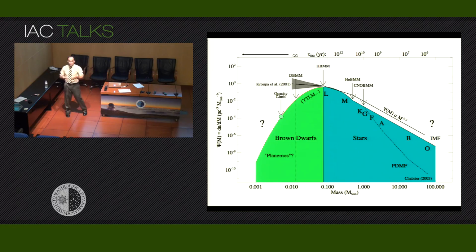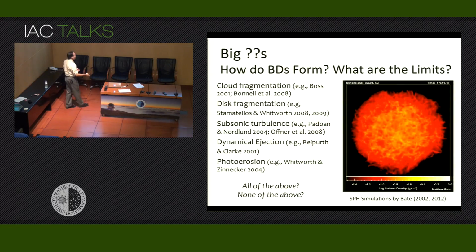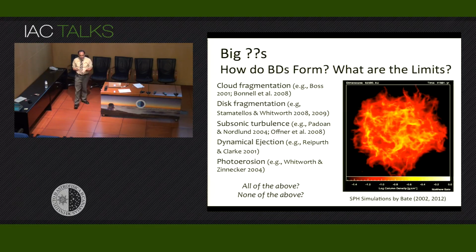So what are the big questions? We've got thousands of brown dwarfs. We've got all these really cool discoveries. What are the big questions that still remain now that we've passed the discovery phase? Well, a big question remains: how do they form in the first place?